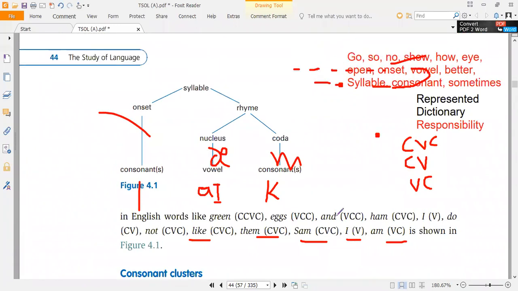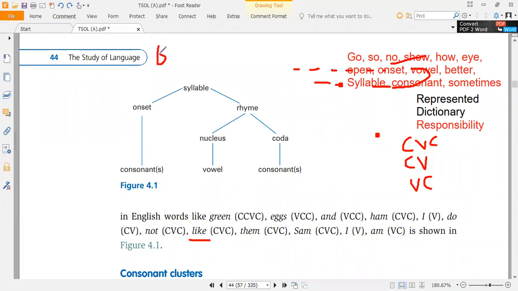Sir, banana follows which structures? The word banana? If you look at the word banana, how many syllables does this word have? Let's talk about that first, right?